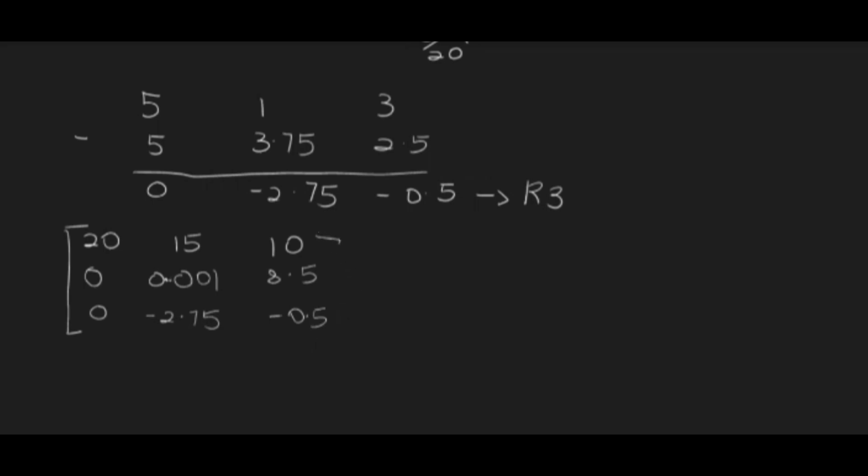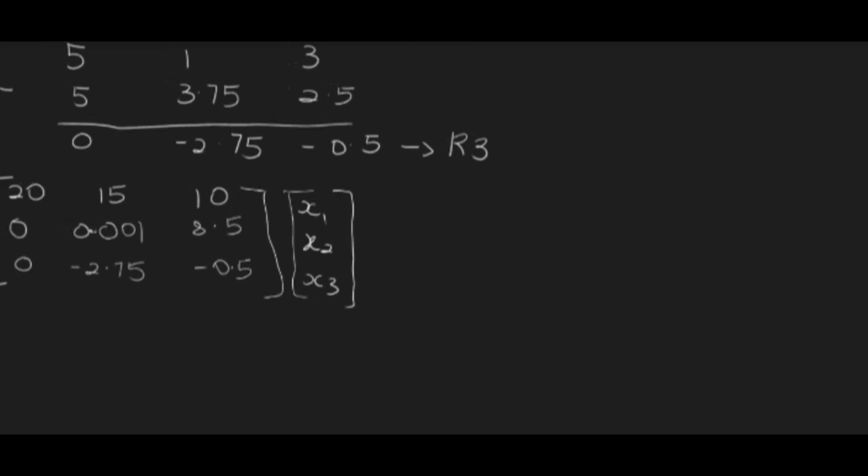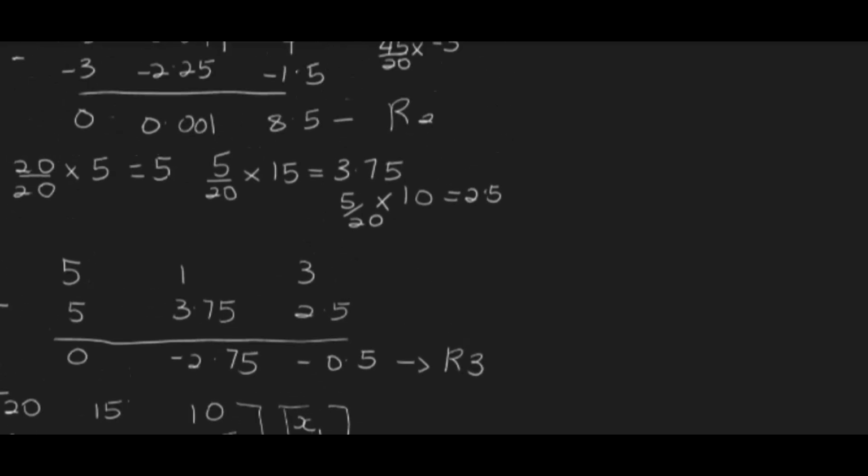So once I have this, I'll multiply it by my variables x1, x2, x3. So this is the other side. Now let's go to the solution side. The solution side also needs to be affected by our simplification. So this is what you're going to do.